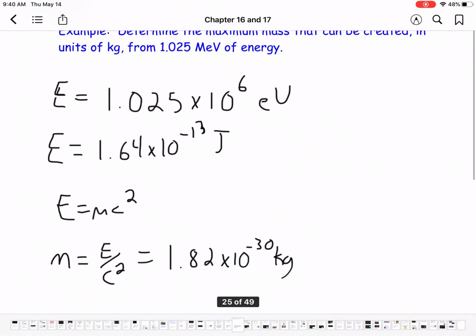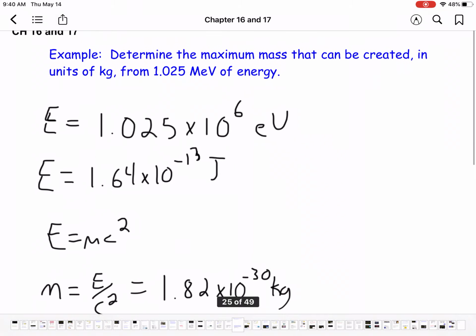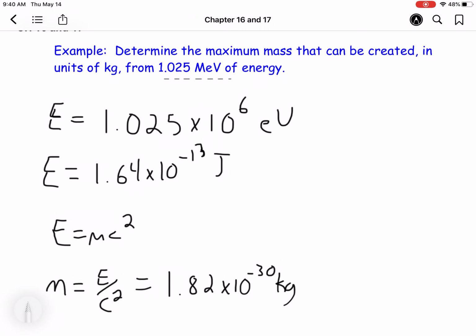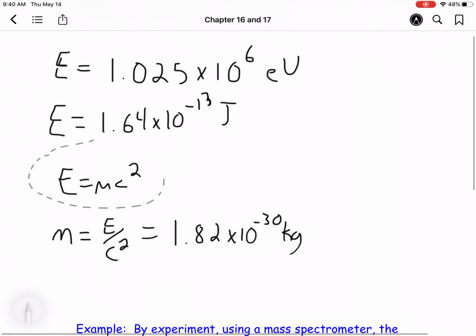All right, so this one here. Determine the maximum mass that can be created in units of kilograms from 1.025 mega electron volts of energy. So first thing I did here is I took the 1.025 mega electron volts and put it into regular electron volts, times 10 to the 6. Then I converted to joules. Then I'm going to use E equals mc squared, and the joules to convert to kilograms. So 1.64 times 10 to the negative 13 joules is 1.82 times 10 to the negative 30 kilograms.